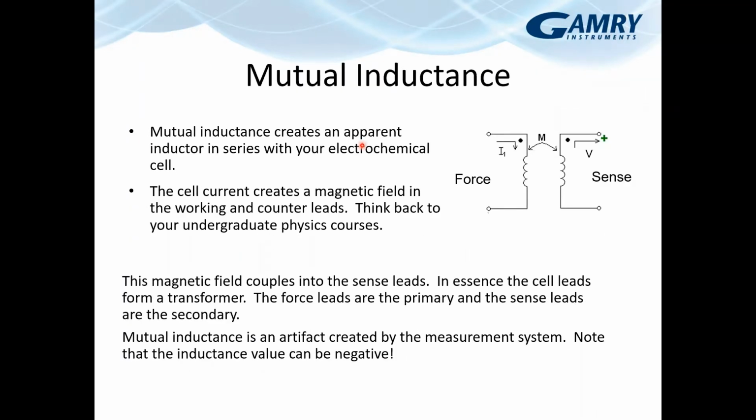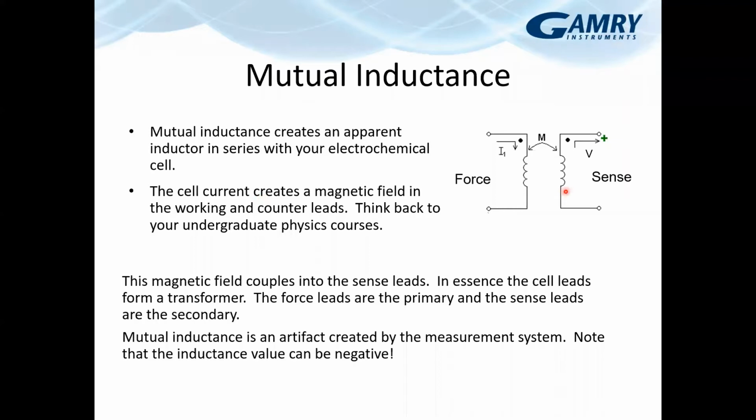So, mutual inductance. I mentioned that this is a limitation for high frequency, low impedance measurements on that accuracy contour plot. The mutual inductance is coming from the cell cable, and basically it's giving an inductor in series with the electrochemical cell that we have.